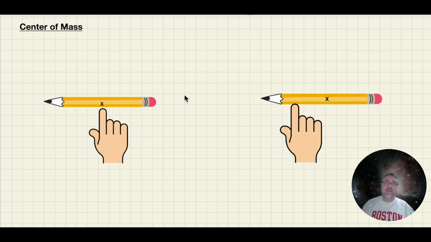Now, the center of mass is important because how the forces are acting on an object in relationship to both the center of mass and the point that the object is supported, often called a pivot point or a fulcrum, will determine how the object rotates. So in this first picture, I am supporting the pencil at the center of mass. A couple of other points are important to note. The point that I am supporting it here is often called a pivot point, sometimes referred to as a fulcrum.